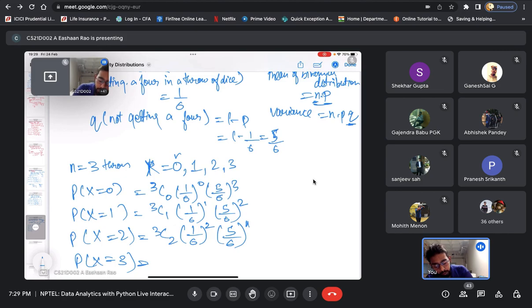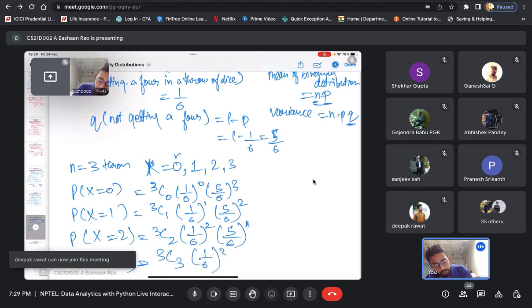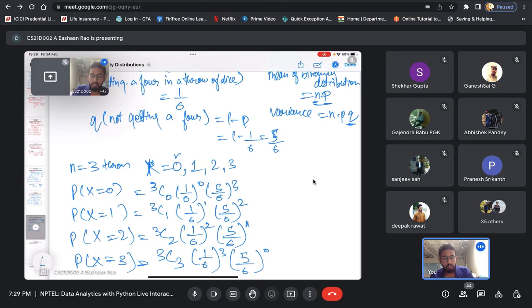3 minus 2 equal to 1. So 3C3 is 1 by 6 success rate raised to 3 and 5 by 6 raised to 0. That means all the 3 times I got 4, all the 3 times I got 4s on the dice. So if we calculate these values, we will get the probability distribution for this question.